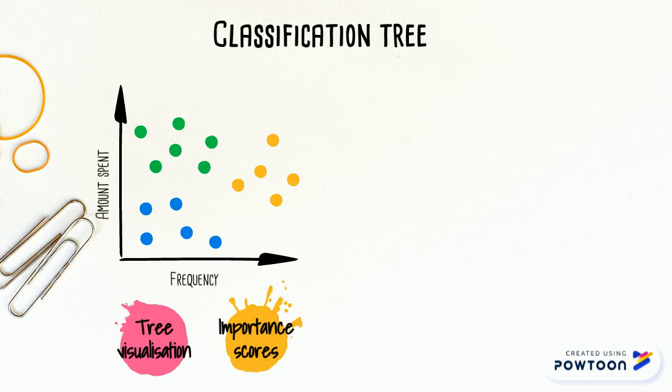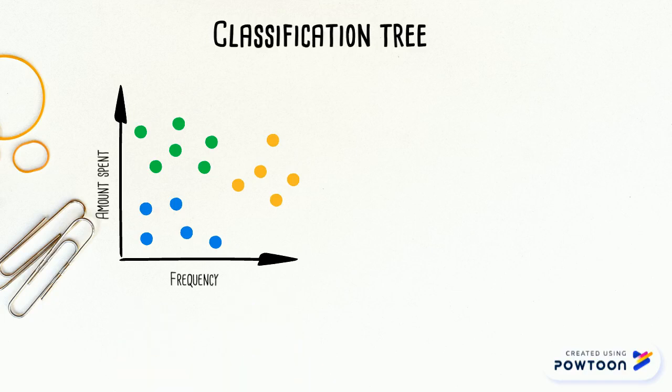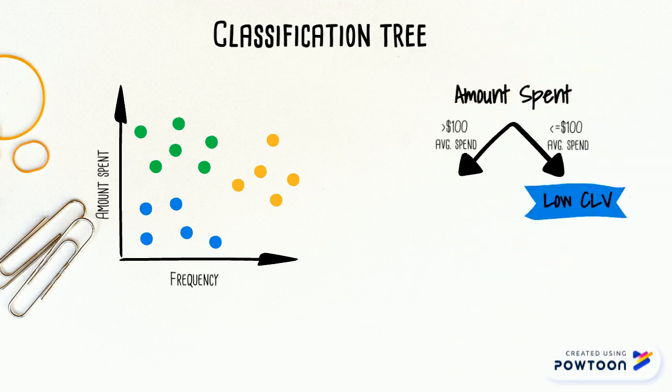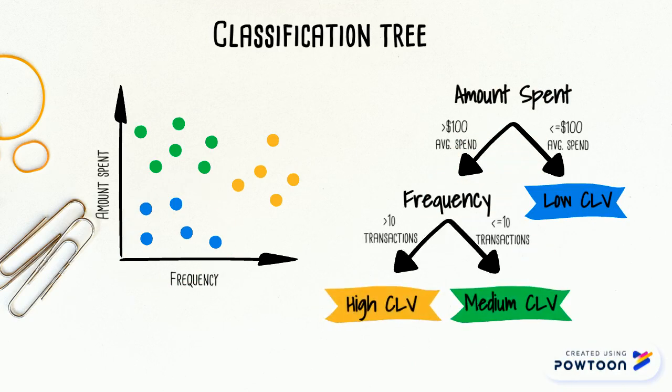Now we want to understand the logic of splitting the customers into these groups. Knowing these rules, we will be able to assign new customers to corresponding segments. In our simplified example, classification tree algorithm might create something like the tree on the right. If the customer on average spends less than $100, he or she should be assigned to the low CLV group. If the customer spends more, then it depends on the frequency of purchases. Less than 10 purchases per year tell us that the customer is in the medium CLV segment, and more than 10 purchases per year that he or she is in the high CLV group.